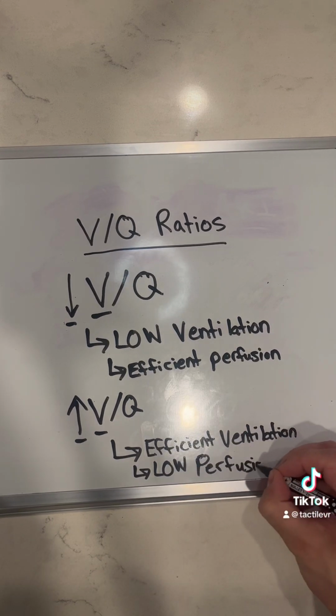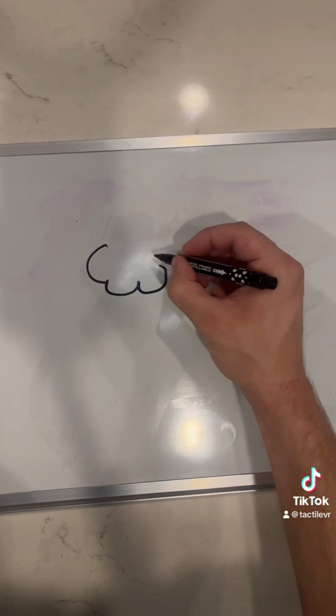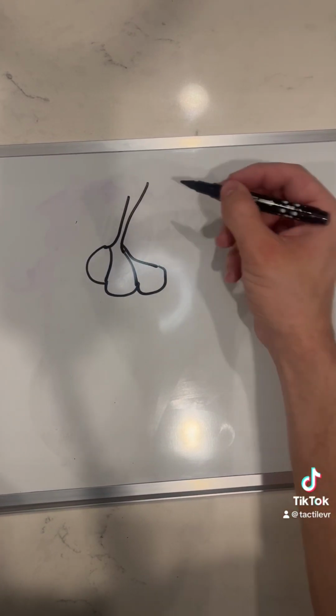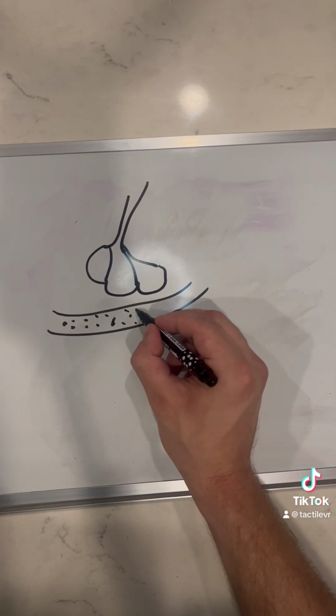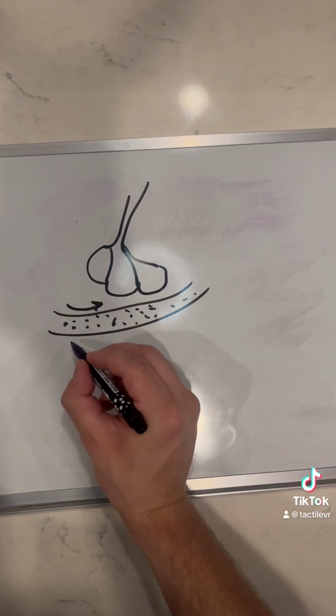A common pulmonary condition tested on is emphysema, for example. In emphysema, you have lots of air going into the lungs and actually being trapped, but the perfusion is poorer compared to the amount of air going into the lungs. So you have a high VQ ratio.